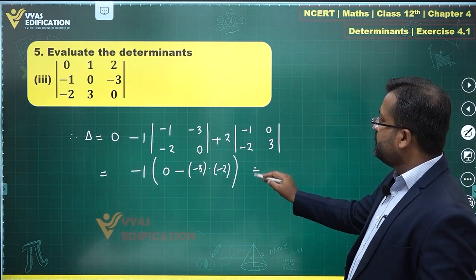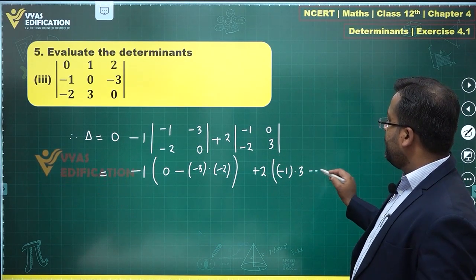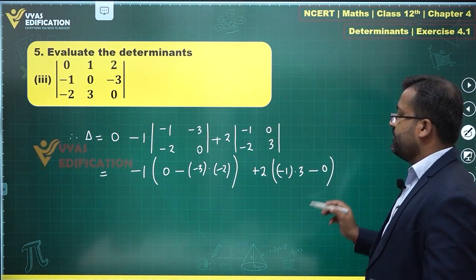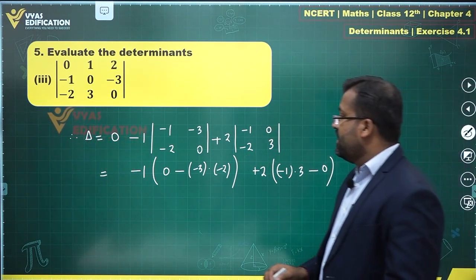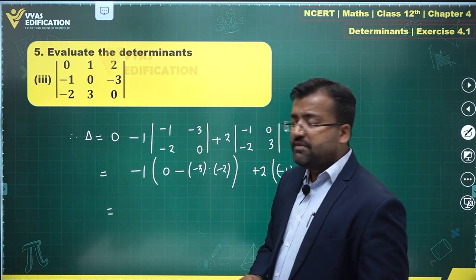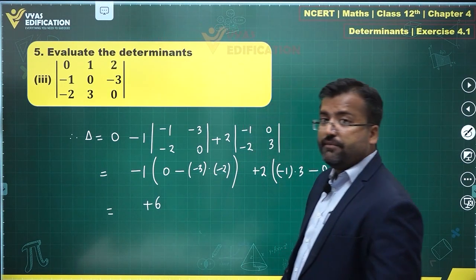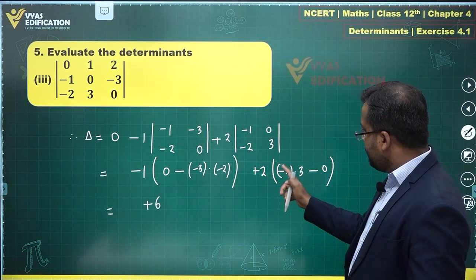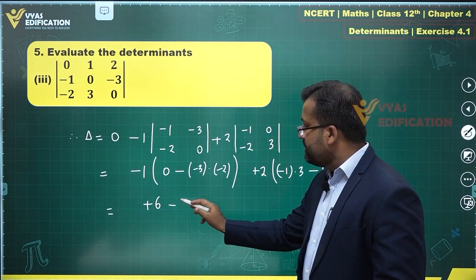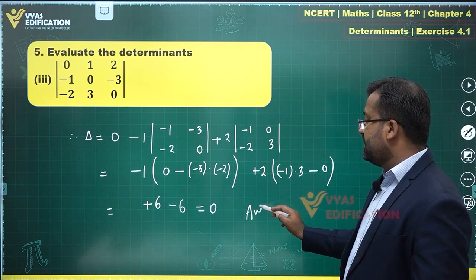Next term will be plus 2, which is okay. Minus 1 times 3 and minus 0 times minus 2 is 0. Let's write it 0 only. What next? This is minus 1, this is minus, that becomes a plus, and this will be 6. So this is plus 6 over here. What about this? This is minus 3 and 2, which becomes minus 6, which will be simply 0. Yes, that's the value of this determinant.